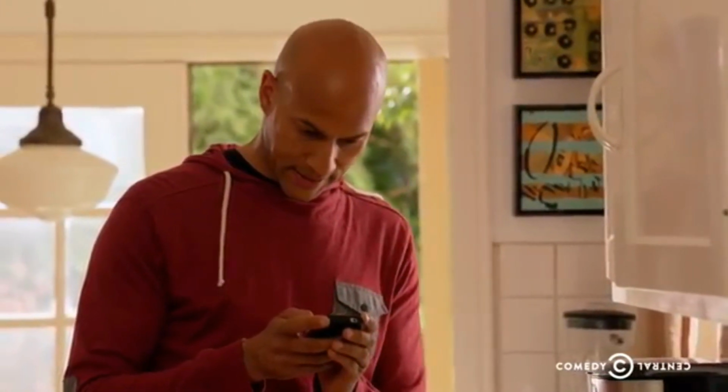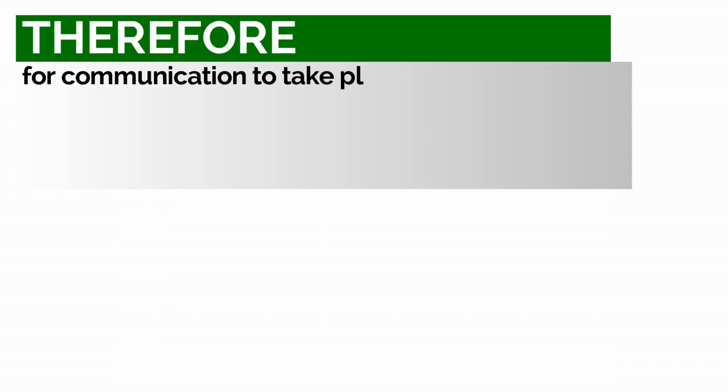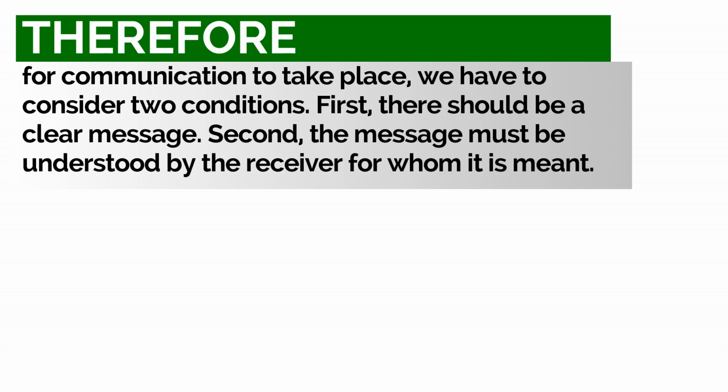Let us send a message to someone and say, "Where came first?" The person who gets this message would wonder what it means, for the arrangement of the words does not make any sense. The message is sent, but the receiver does not understand it. Therefore, for communication to take place, we have to consider two conditions. First, there should be a clear message. Second, the message must be understood by the receiver for whom it is meant.